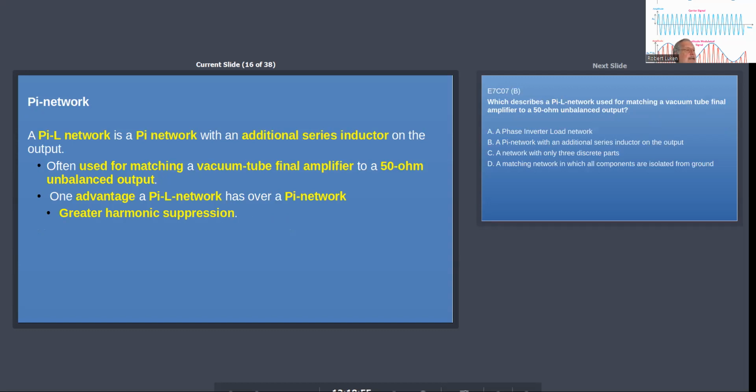Now, you can take a pi and add an L on the end, which means essentially adding a series inductor. And what that will do is get rid of some of the additional harmonics. And that's the basic reason you would do it, particularly for vacuum tube amplifiers.